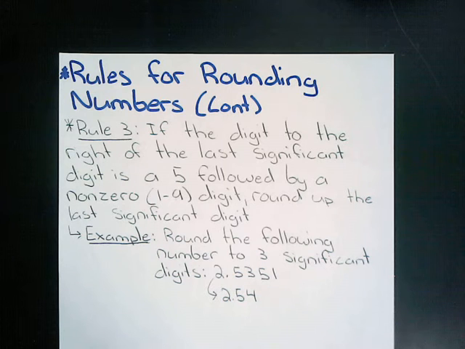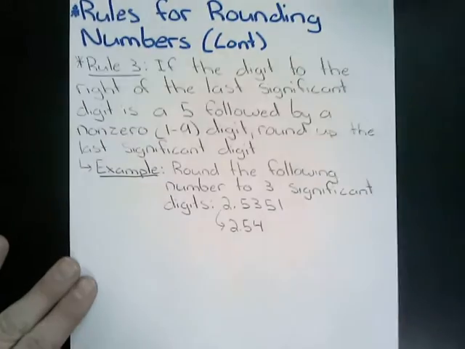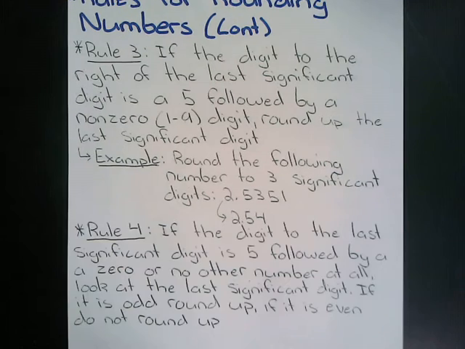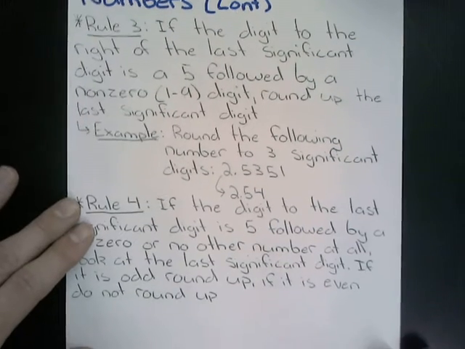It's rule number 4, and it says if the digit to the right of the last significant digit is a 5 followed by a 0 or no other number at all, look at the last significant figure. If it is odd, round it up. If it is even, do not round it up. Okay, so there's a lot to rule 4 here.